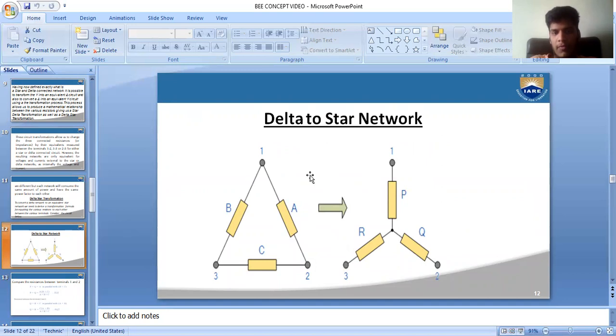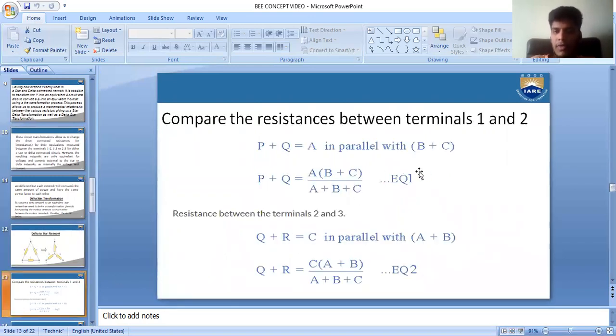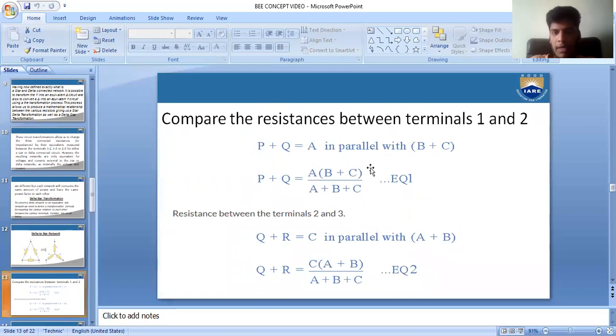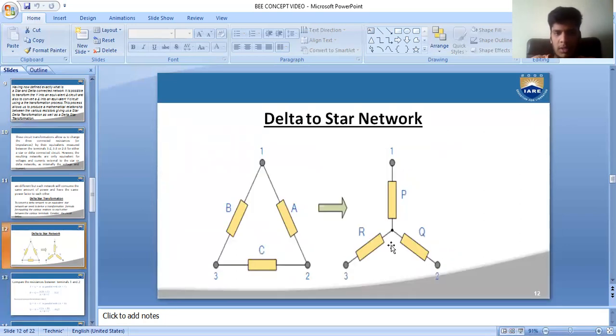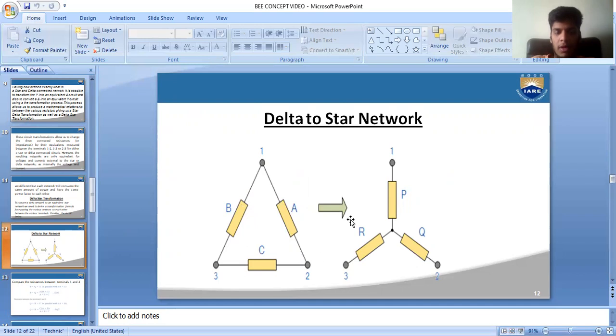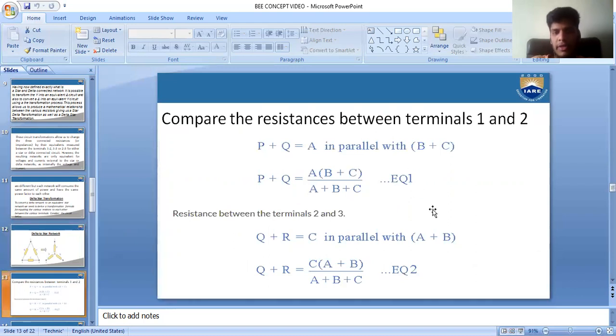So firstly, what are we choosing? We are choosing our terminals 1 and 2. We are calculating these two, and in the star network, it is P and Q. So P plus Q from the star network is equal to A from the delta network. And here, in parallel with B plus C. So these are in parallel, B plus C. Now, P plus Q is equal to A into B plus C divided by A plus B plus C. So, see here, P plus Q is equal to A, we have taken, and we have divided by the sum of all this, A plus B plus C. This is mentioned as equation 1.